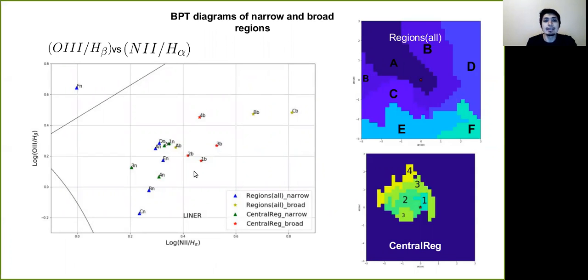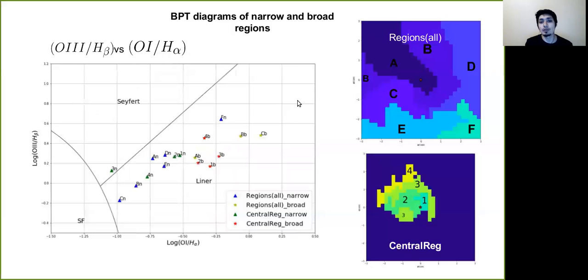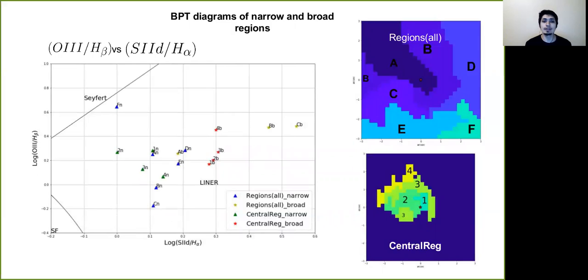And here we see that broad lines for all the regions have higher values of the oxygen 3 over H-beta ratio, as well as for the other ratios like nitrogen 2 over H-alpha. But particularly, the broad lines of B and C regions have higher values in all the VPT diagrams. So I'm showing now the VPT diagrams that have consistent results.